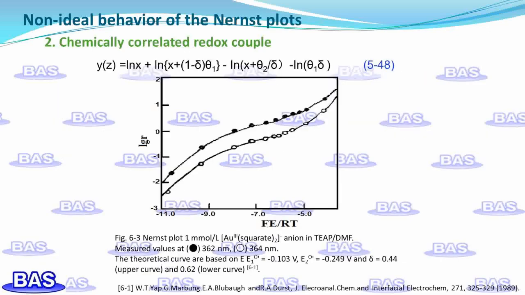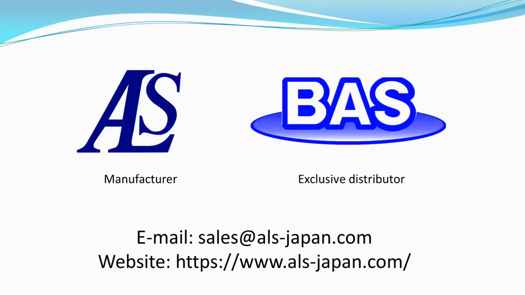Figure 6.3 shows the Nernst plots of 1 millimolar gold squarate anion in 0.5 molar tetraethylammonium perchlorate in dimethylformamide solution at 362 and 364 nanometers. Through the experimental points, the curves were calculated by equation 638, with E1 equal to -0.104 volts, E2 equal to -0.249 volts, and the values of delta at different wavelengths. The potential and delta values are first estimated by the above graphing method, and then their exact values are obtained by least squares regression. This concludes the sixth chapter of the series on the basic knowledge of the spectroelectrochemical method, the third part of optically transparent thin layer spectroelectrochemistry.